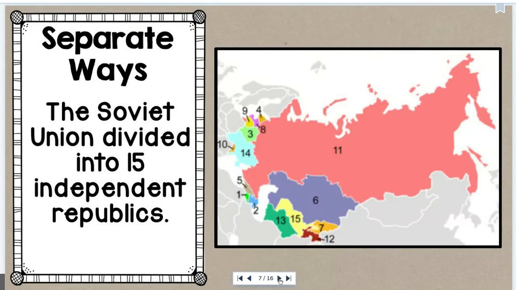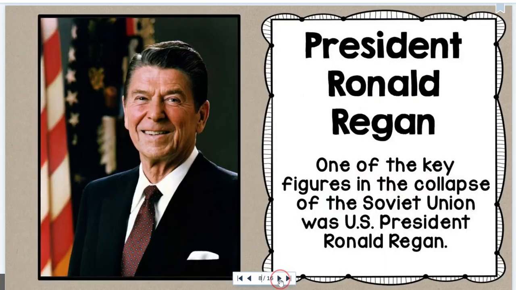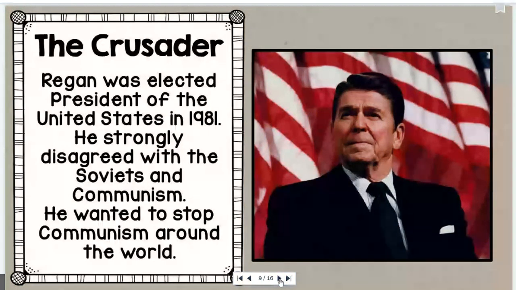This would lead to the separation of the Soviet Union. It was divided into 15 independent republics by the end of 1992. The rebellions and protests across the Soviet Union led to its collapse. President Ronald Reagan was one of the key figures in the collapse of the Soviet Union. Reagan was elected President of the United States in 1981. He strongly disagreed with the Soviets and communism, and he wanted to stop the spread of communism around the world.